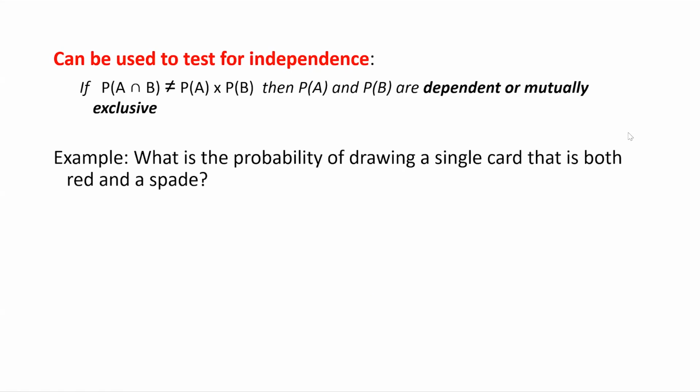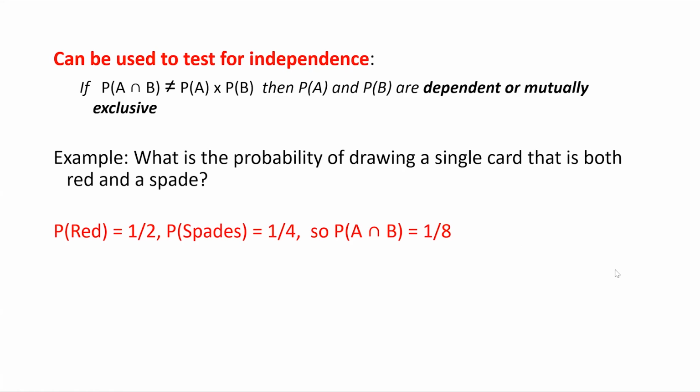So for example, what's the probability of drawing a single card that is both red and a spade? Well, if we test this and use the multiplicative rule of probability, half of the deck is red, right? Because of the hearts and the diamonds. As I said before, a quarter of the deck is spades. So the probability of A and B should be 1/8. We should have a 1/8 chance of getting a red spade.